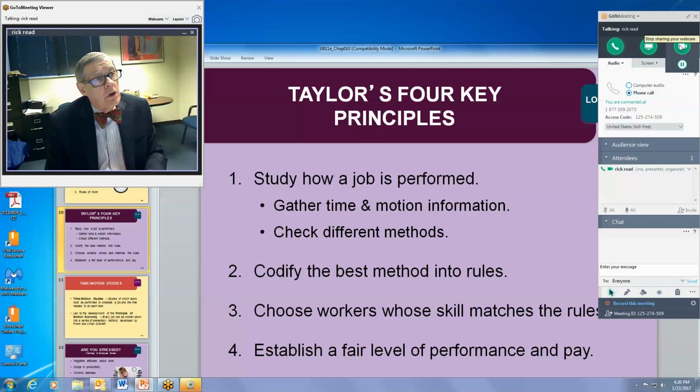Now, before Taylor worked with Schmidt and showed Schmidt how to haul this by giving him the proper tools to use, Schmidt was hauling 12.5 tons of pig a day. After Taylor worked with him and showed him how to improve his performance, Schmidt started hauling 47.5 tons of pig a day, almost a fourfold advancement over what he was doing.